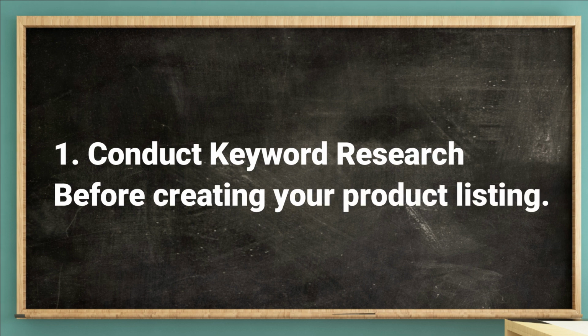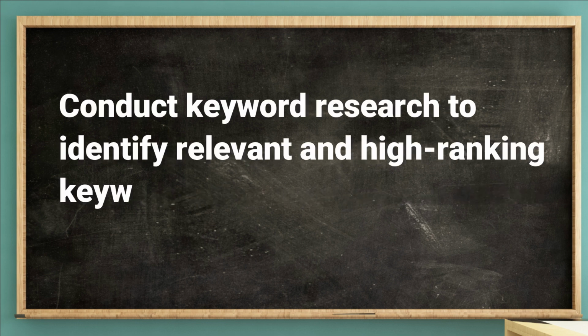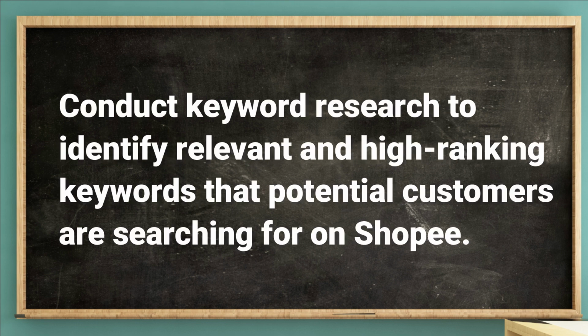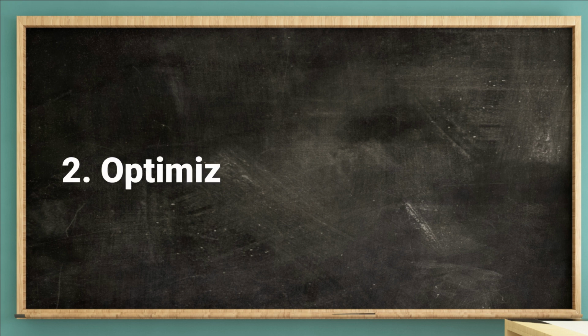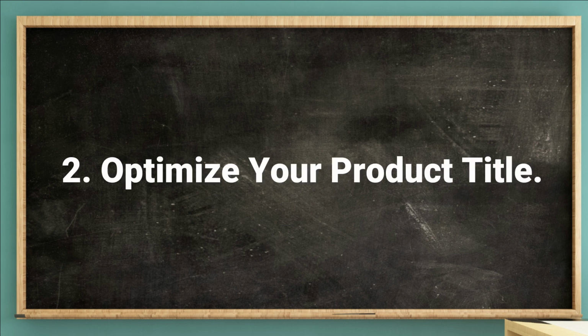Number 1 is conduct keyword research before creating your product listing. Conduct a keyword research to identify relevant and high-ranking keywords that potential customers are searching for on Shopee. Number 2 is optimize your product title.